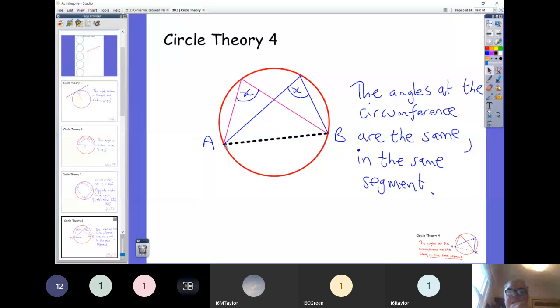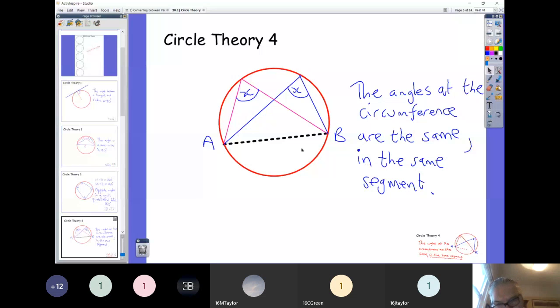So what reason do we give here? Well, we just say the angles at the circumference are the same. Here's an angle and we're at the circumference. However, this is the one circle theorem where we do have to be really precise. We've got to say, comma, in the same segment. Now that's because all the angles above this line, they're all going to be X. Absolutely, they are all X, no problem.